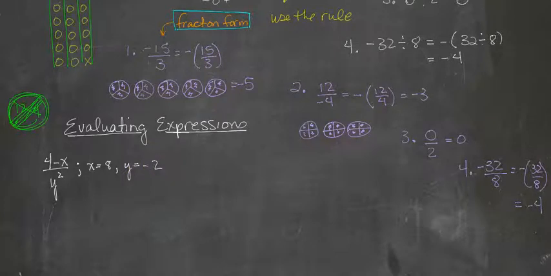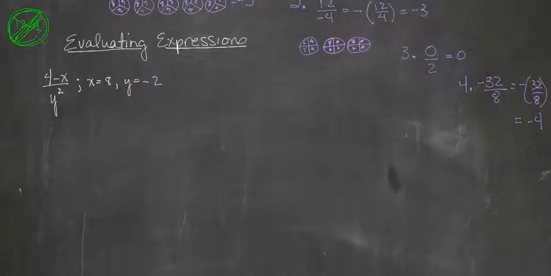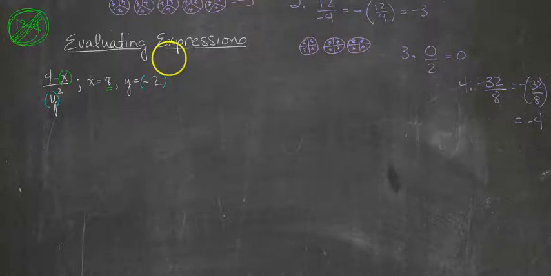Okay, so the first thing we have to do, so evaluating expressions just means that we're going to plug numbers in. So I'm going to plug 8 in wherever there's an x, and I'm going to plug negative 2 in, right, wherever there's a y. Let's keep my notation consistent.